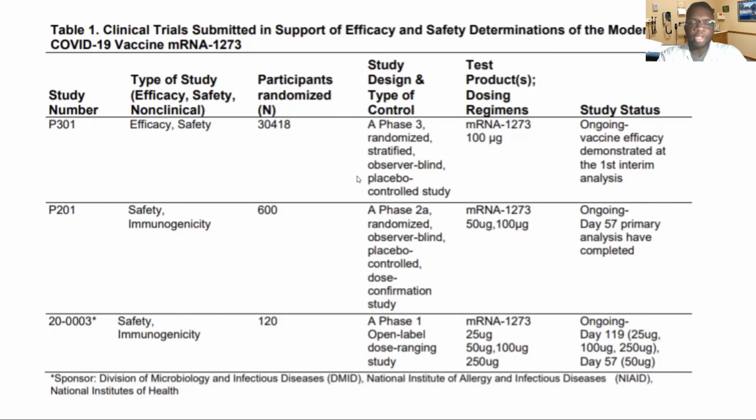Finally, we are entering into our current phase, phase 3, which was done through a randomized, stratified, observed, blind, placebo-controlled study. This included only one dose of 100 micrograms and was administered to a randomized group of 30,418. And this mostly focused on gauging the efficacy and also, of course, the safety of our vaccine. This is our most important and final phase, and we hope to be over and done with this phase as soon as possible.